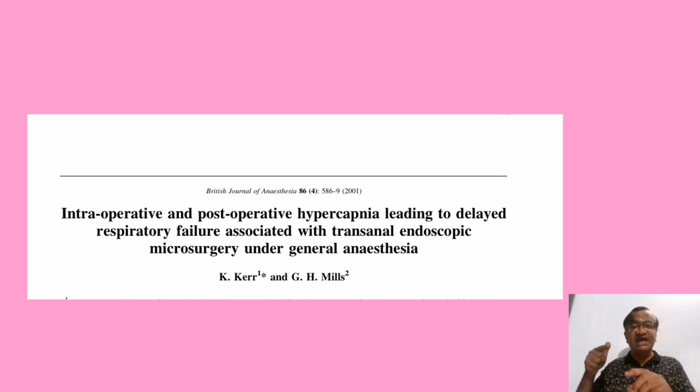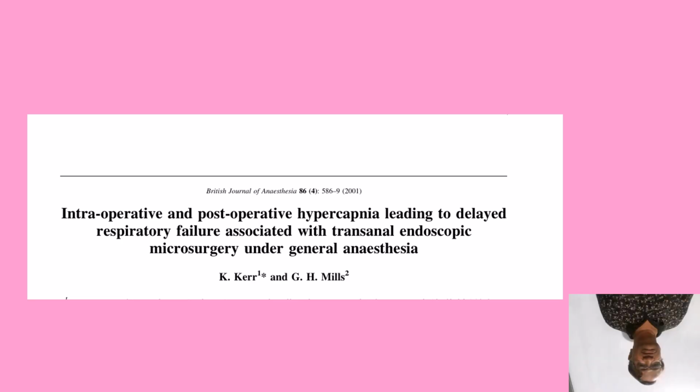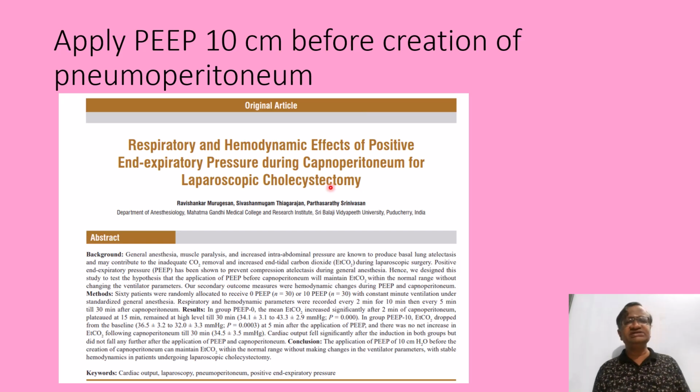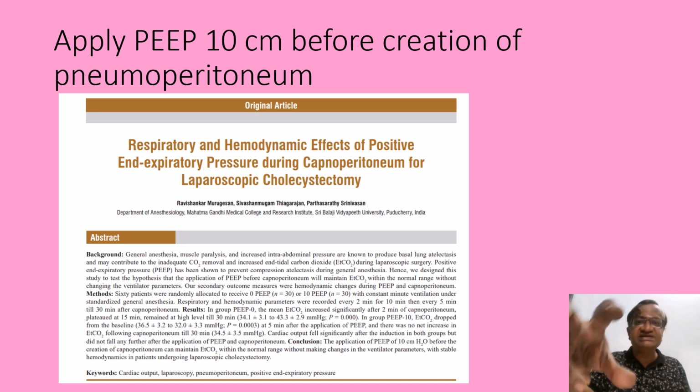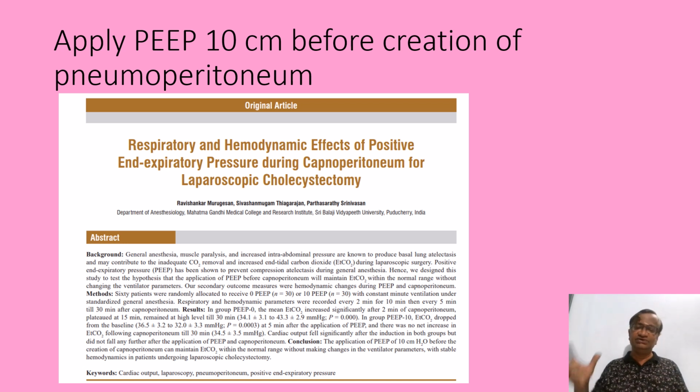Delayed transanal endoscopic microsurgeries. Now there is something called early PEEP. Before the creation of pneumoperitoneum, you apply a PEEP of 10 centimeters and then do the lap chole. The incidence of hypercapnia is less and hemodynamic effects are better.